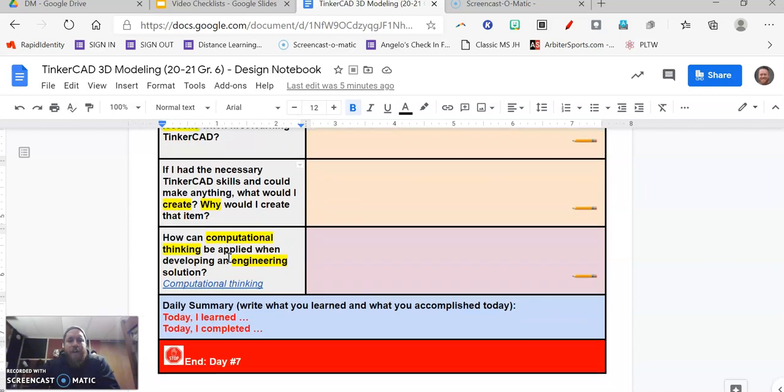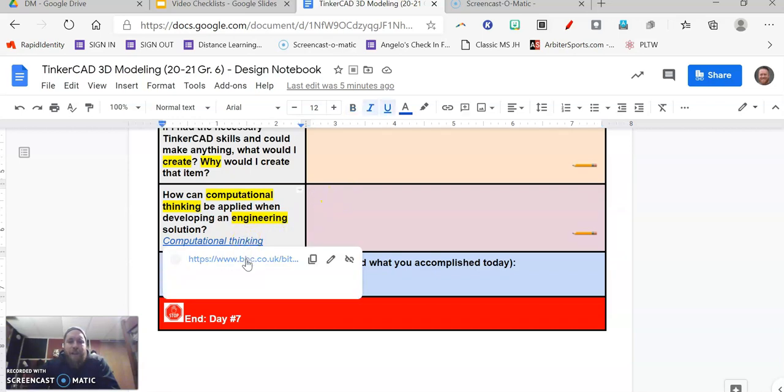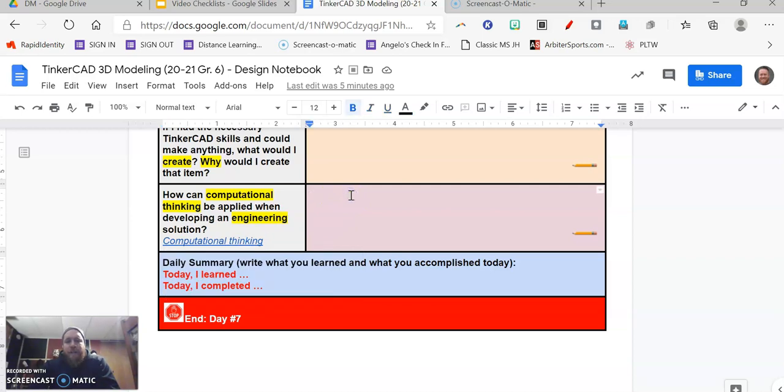All right, and then one aspire-to-answer question: how can computational thinking be applied when developing an engineering solution? Well, this is a challenging question because most of you probably don't know what computational thinking is. So we gave you a link that you can explore what that might actually mean before answering this question. So how does that process of thinking, how do you use that when you solve problems? And then you see a summary like we do every day. Again, what's something you learned, what's something that you completed, and then you see the end of day 7.